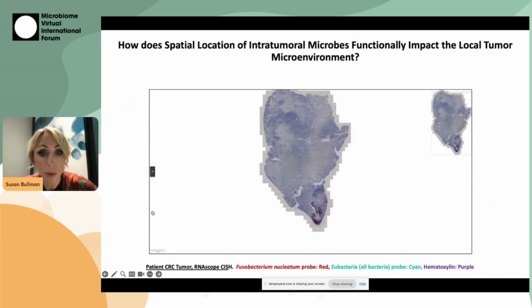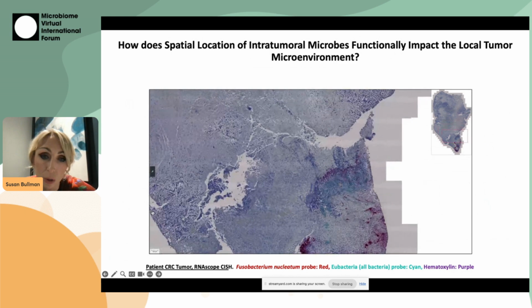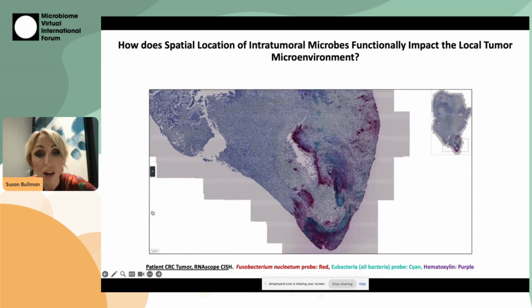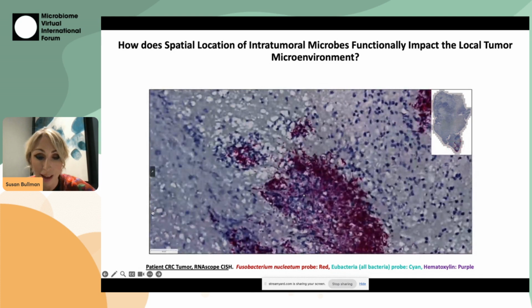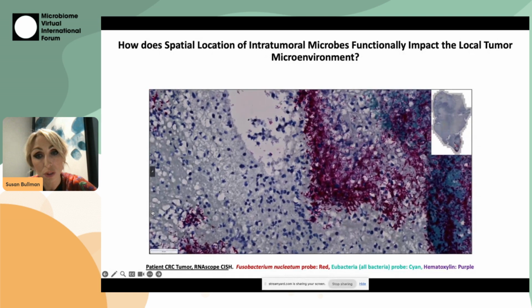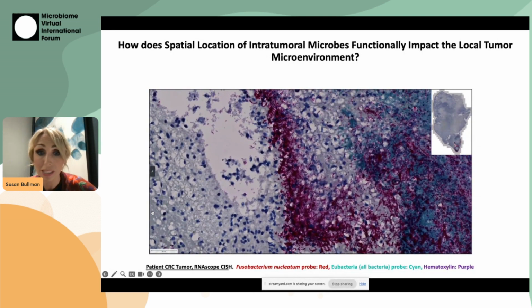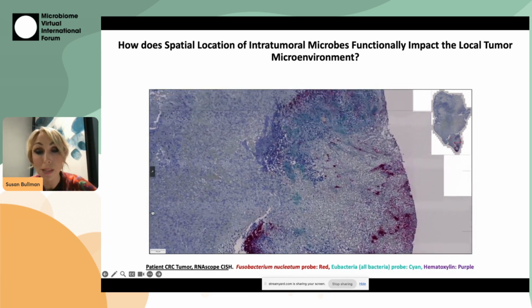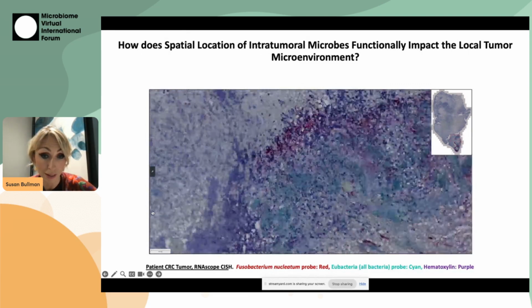So here I'm showing you a patient's colorectal tumor, and this is a video where we have Fusobacterium nucleatum stained red, and we have our eubacterial probe as a cyan color. And what this is showing is that there's regions of the patient's tumor where we have dense infiltration of bacteria, regions where bacterial cells are outnumbering human cells. And when we zoom out, there's regions of the tumor where we have absolutely no microbial signal.